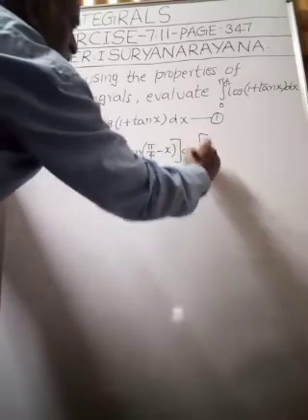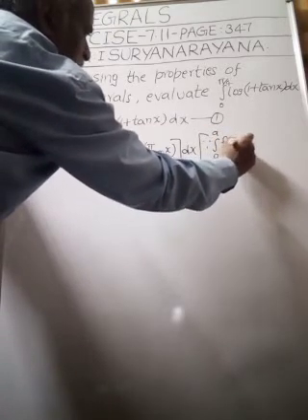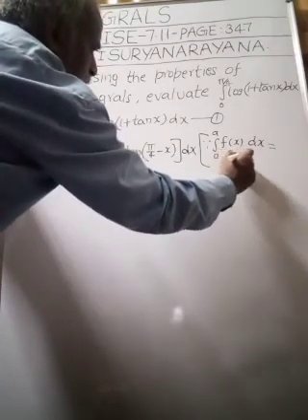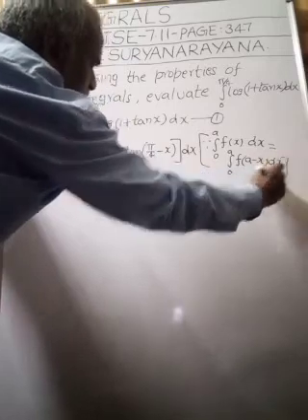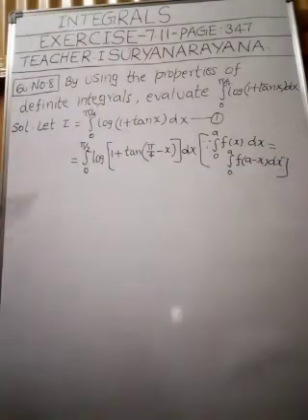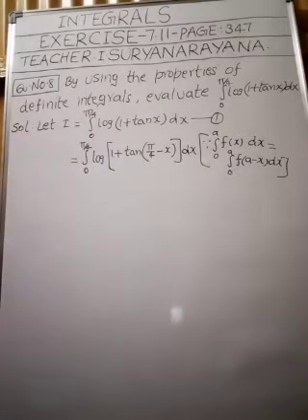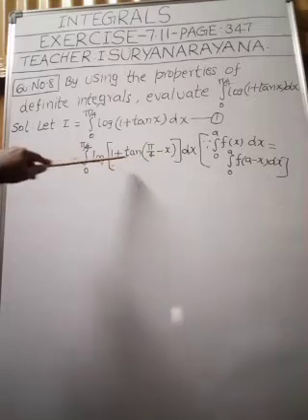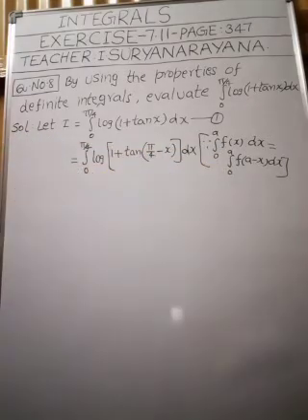By using this property, integral 0 to a f of x dx is equal to integral 0 to a f of a minus x dx, where a is equal to pi by 4. Okay, my children, here upper limit is pi by 4. So in the place of x we wrote pi by 4 minus x by using this property. Understood this step, my children?